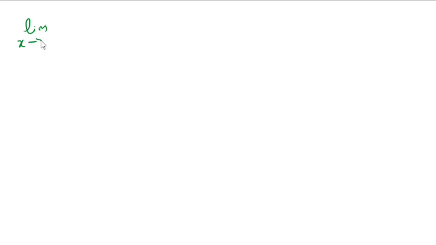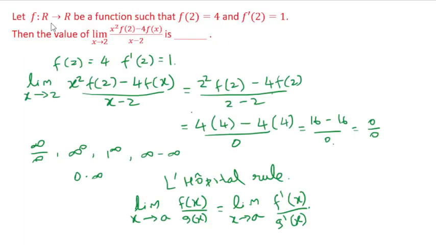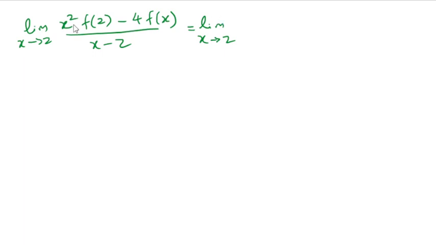Limit x tends to 2 of x square f of 2 minus 4 times f of x over x minus 2 equals, we have to differentiate both numerator and denominator separately. So limit x tends to 2, what we have here is x square times f of 2. f of 2 is nothing but just a value, right? f of 2 is 4. So it's just a constant. So we keep f of 2 as it is. And then what we are left with is x square.